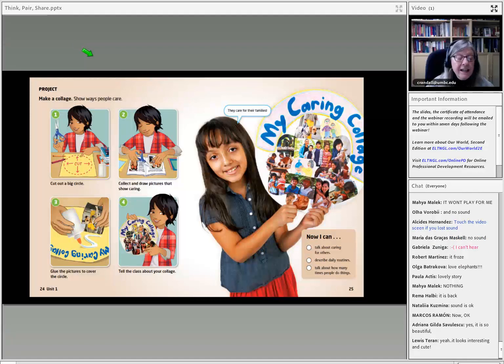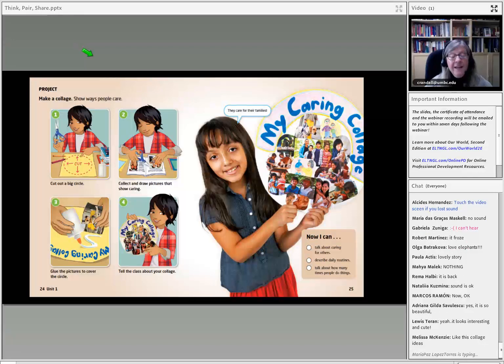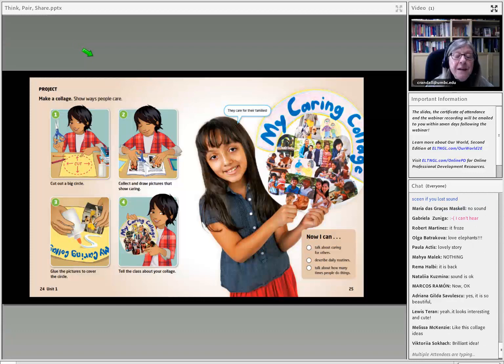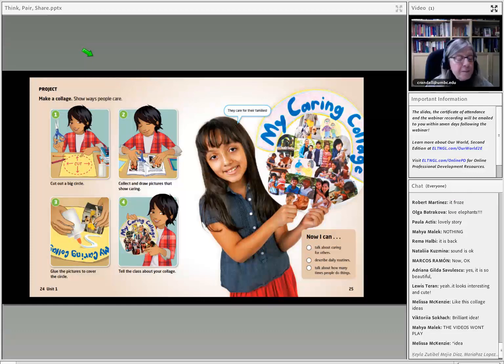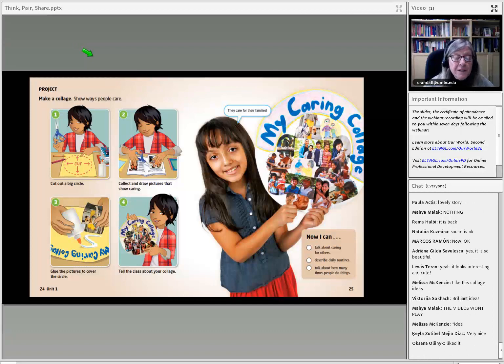And children cut out or draw pictures, and they glue them together in a circle, and then they tell their class about the collage. Now you can see how that could easily be done online. Children at home could create a caring collage, and again, they could share it any of a number of ways. This particular girl talked about how people care for their families, but some of the children might have actually included animals.